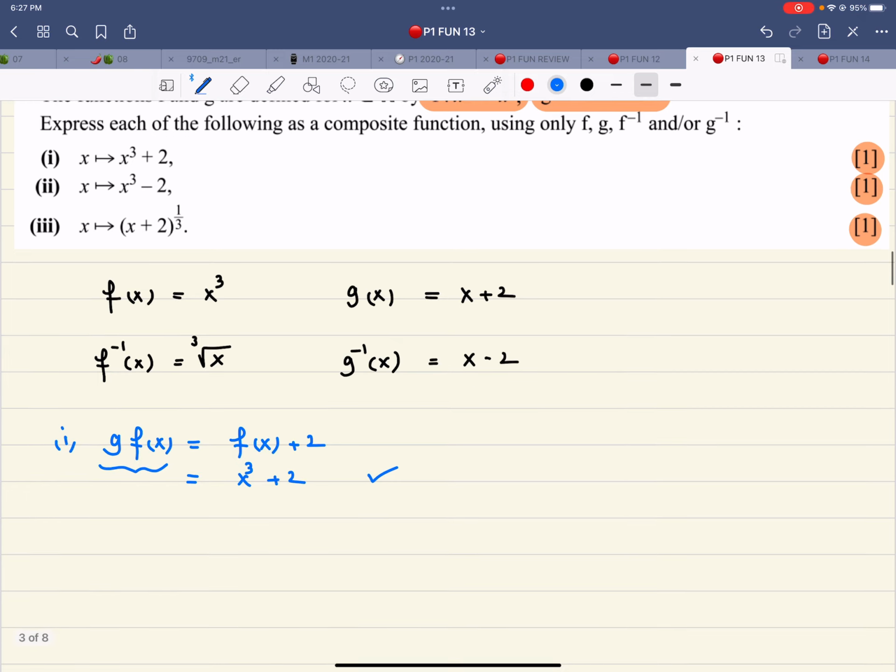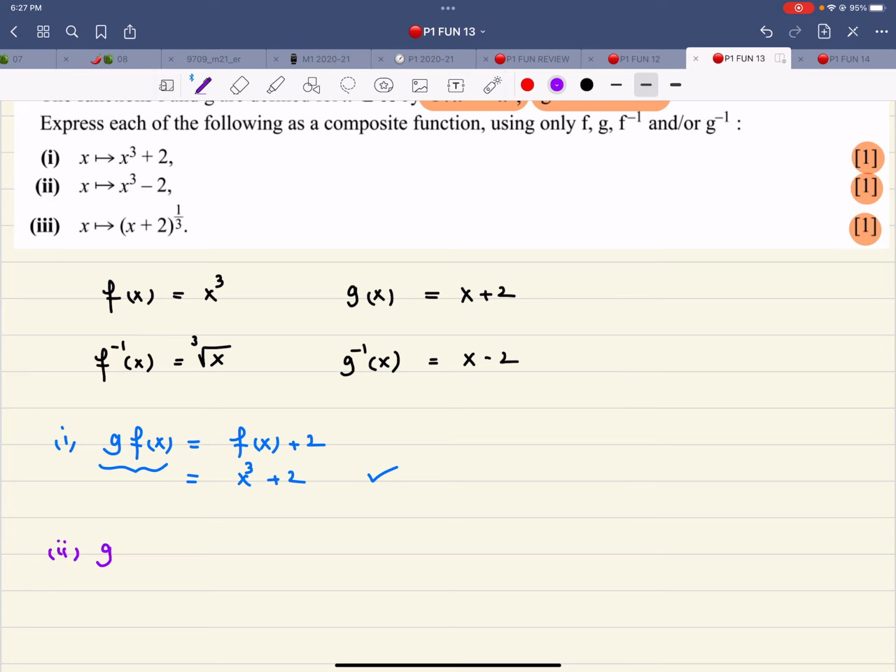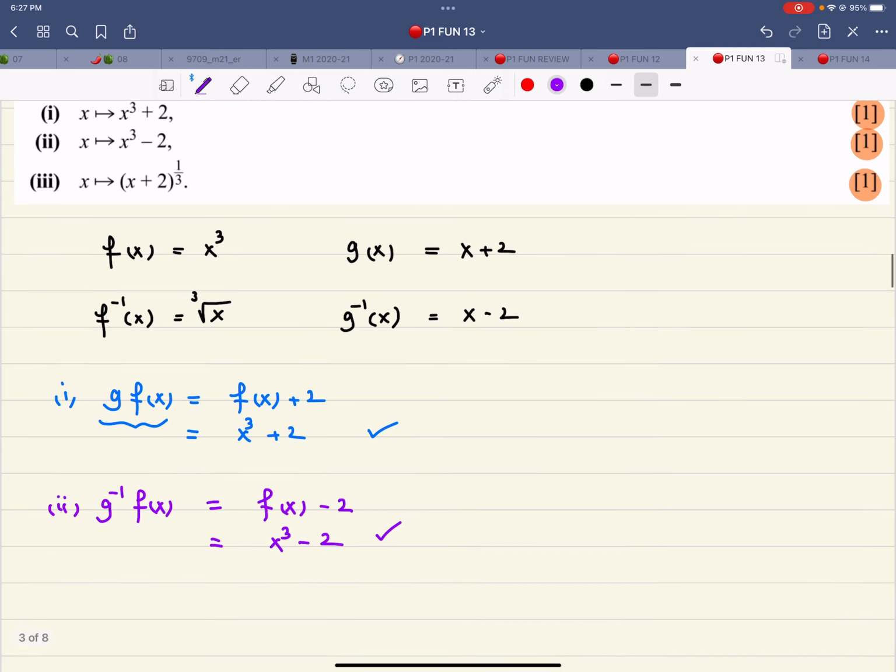The next one, x cube minus 2. Now this minus is over here, and again x is replaced with x cube, and x cube is f(x). So this time what is the correct one? Let me write it again. So therefore this looks like g inverse of f(x), which is f(x) minus 2, which is x cube minus 2. Again this is correct.